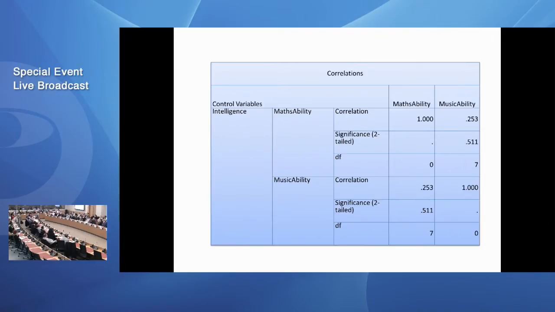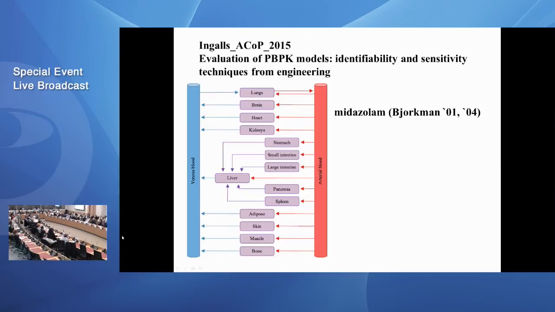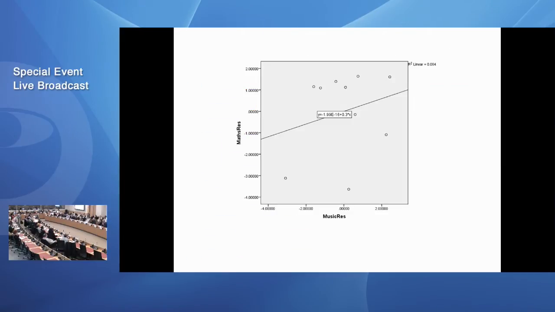With 10 subjects and made-up data, I won't actually go into the causality of that. But this shows you the problem with, and this is one of the other problems with local sensitivity, that you have these correlations. So what's being done in terms of PBPK models?